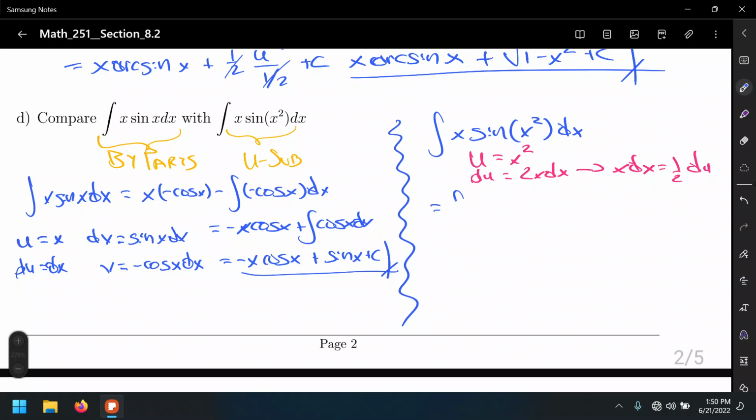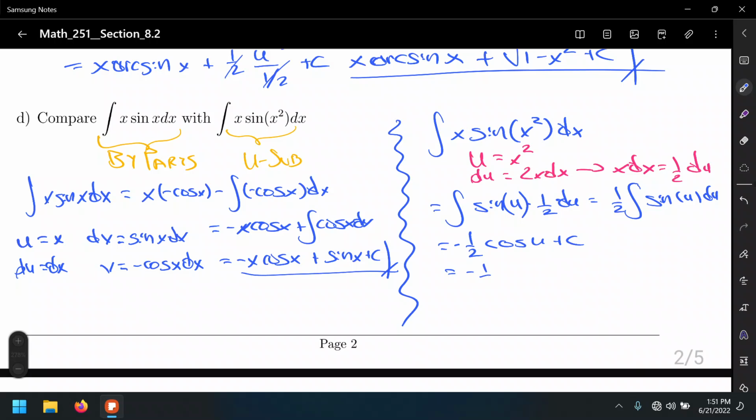So we have the integral of sine u times 1/2 du, which is 1/2 integral of sine u du, and the integral of sine is negative cosine u plus c. Don't forget the negative, and just back substitute for this one: negative 1/2 cosine of, in this case, x squared, plus c.